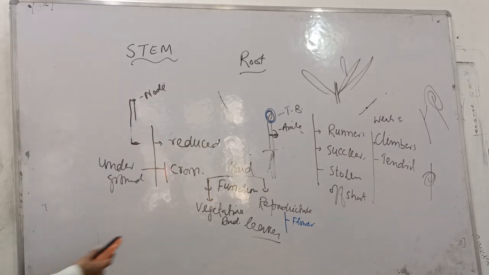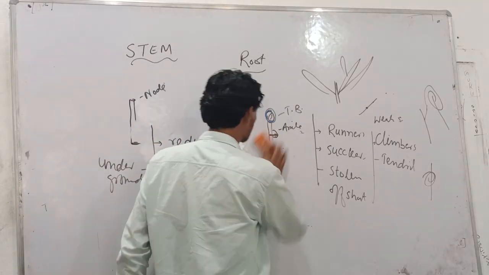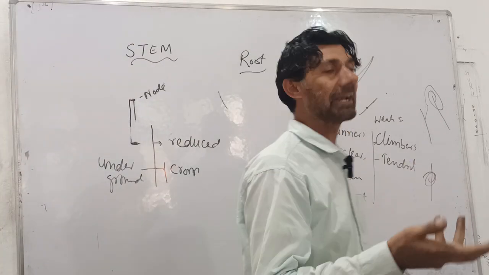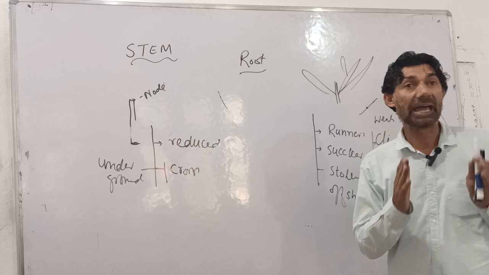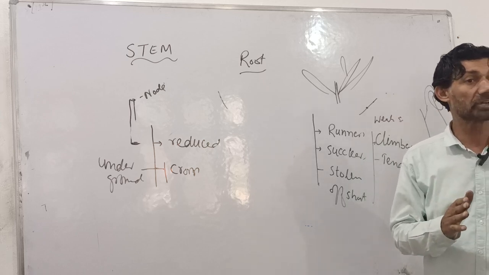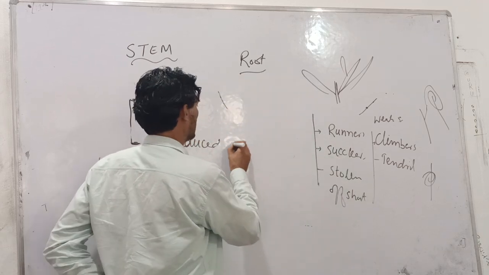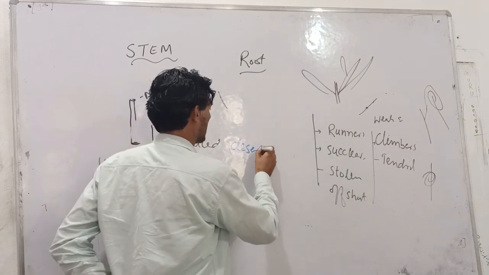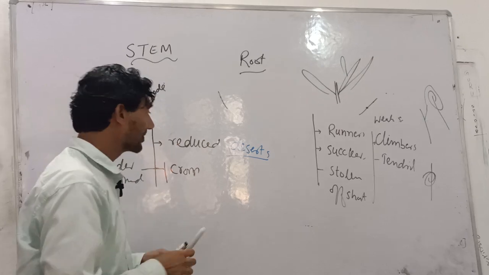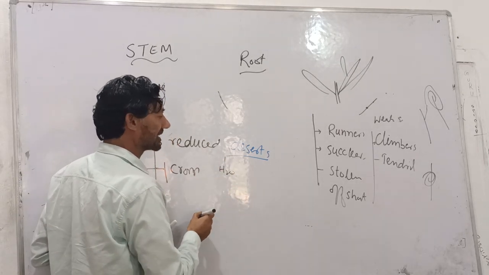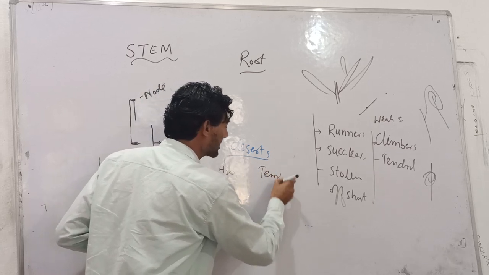Now which stem gets modified? The stem gets modified depending on environmental conditions. In deserts, number one, there is scarcity of water. There is high temperature.